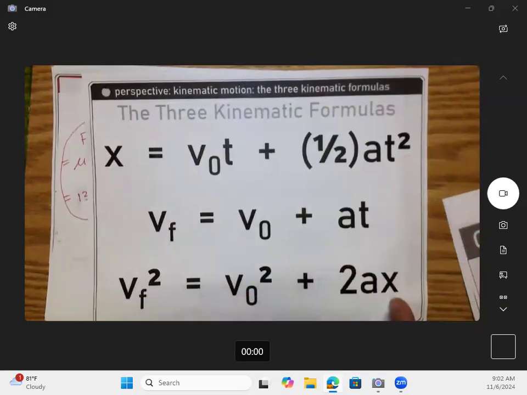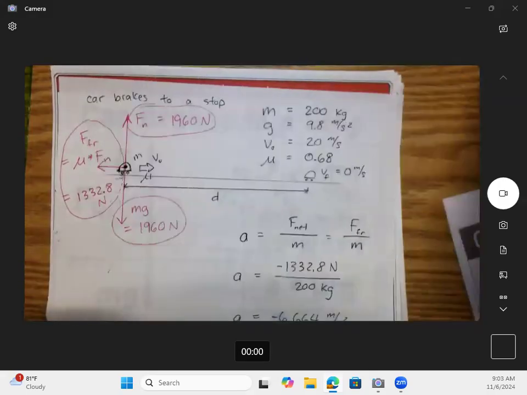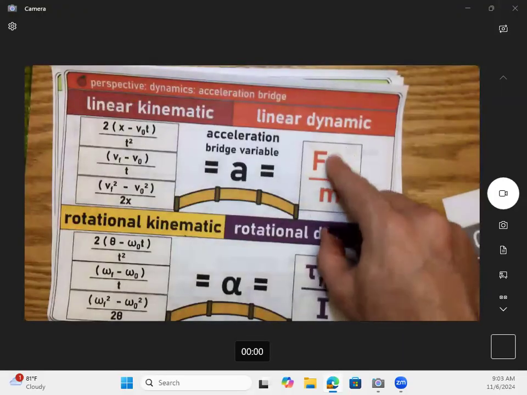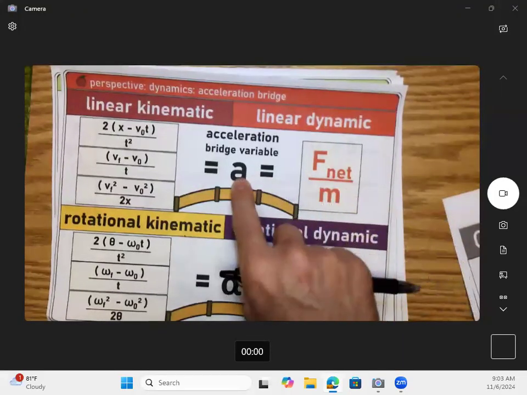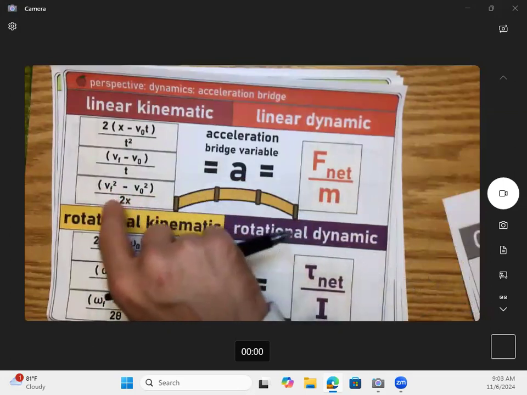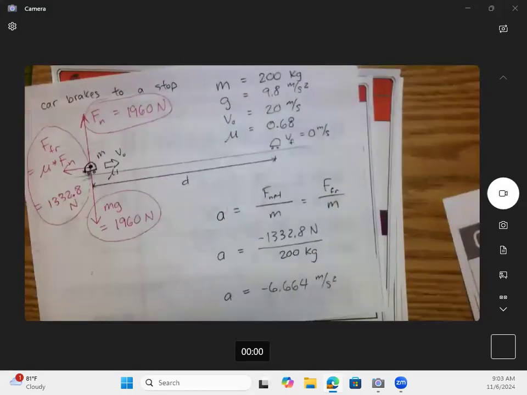I got the braking distance here. I got everything else I need everywhere else. You guys ready to use that one? We just solved this. We got this acceleration, and now we're going to kick over to the third kinematic formula, in disguise it's equal to a. So let's go. Third kinematic formula. Guys, ready for the third kinematic formula?